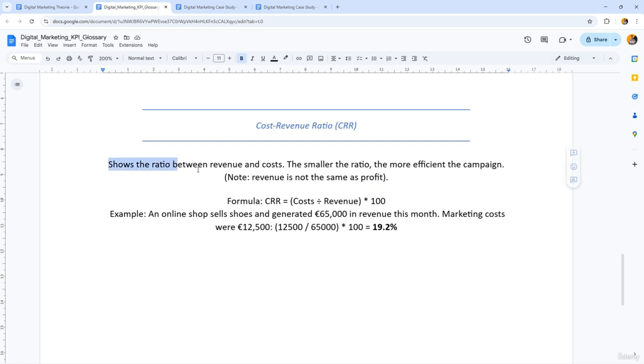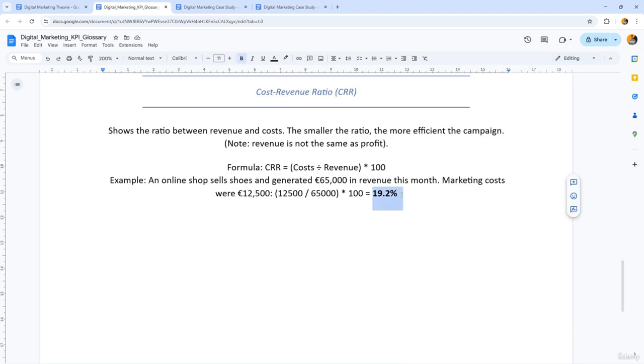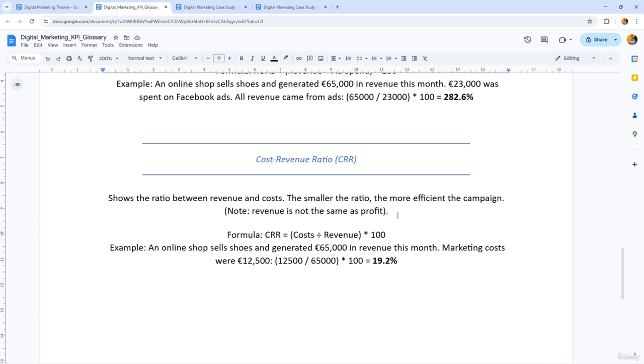Okay, so this shows the ratio between revenue and cost. The smaller the ratio, the more efficient the campaign is in this case. So while we had return on advertising spend, where a higher percentage is better, in this case we want to have a lower one, because the formula is costs divided by revenue times 100. So actually the exact opposite. And this is for the full campaign.